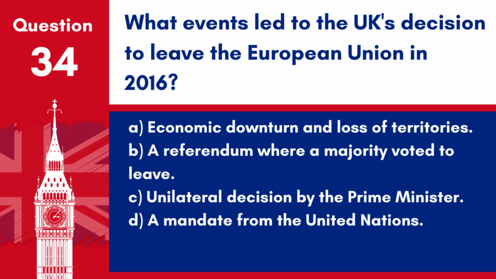Question 34. What events led to the UK's decision to leave the European Union in 2016? A. Economic downturn and loss of territories. B. A referendum where a majority voted to leave. C. Unilateral decision by the Prime Minister. D. A mandate from the United Nations. Answer. B. A referendum where a majority voted to leave. The decision for the UK to leave the European Union, known as Brexit, was made following a 2016 referendum in which the majority of voters chose to leave.